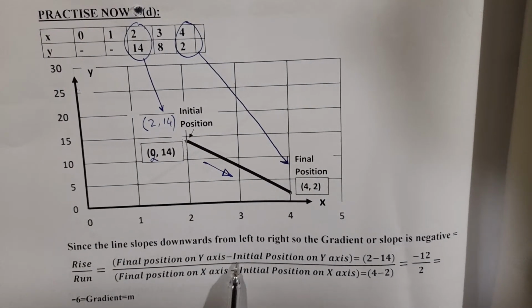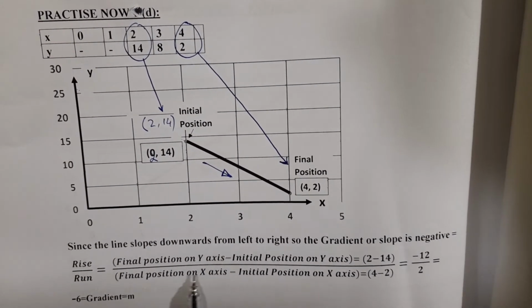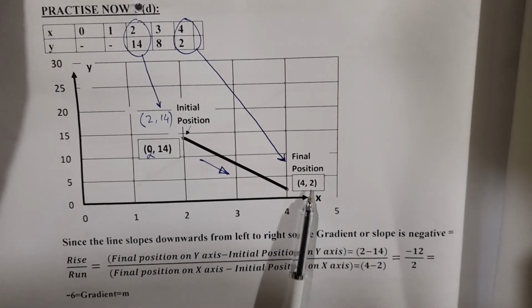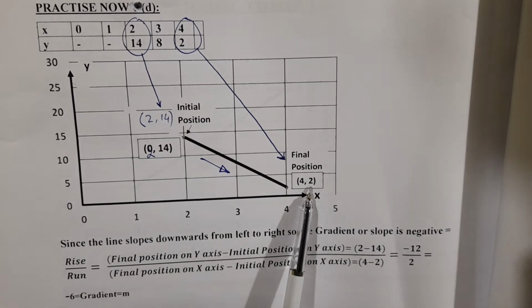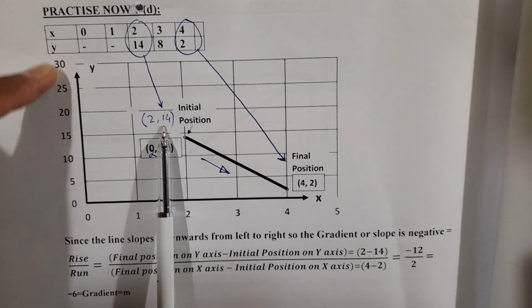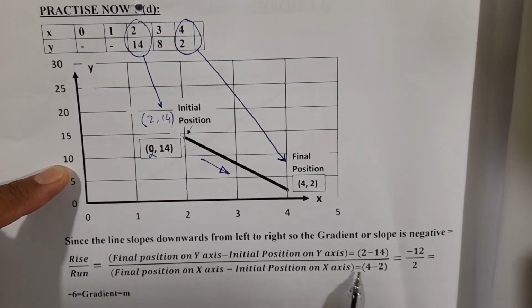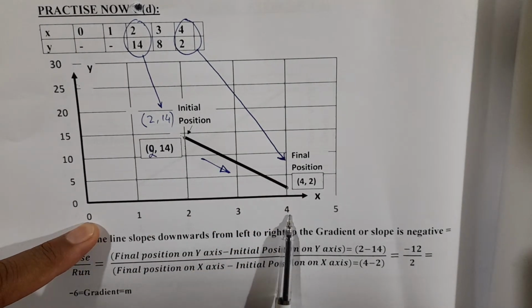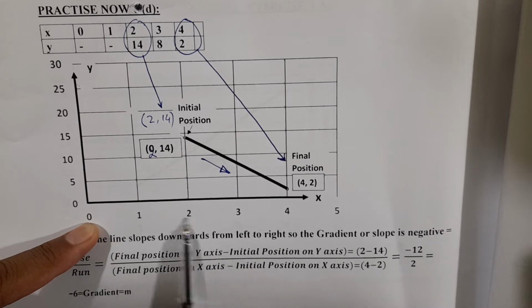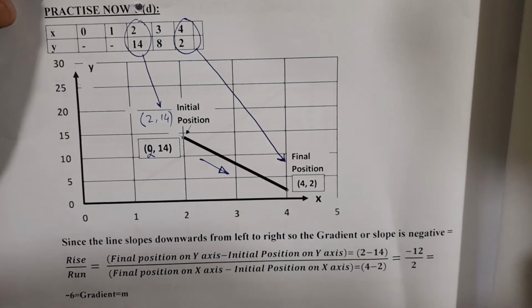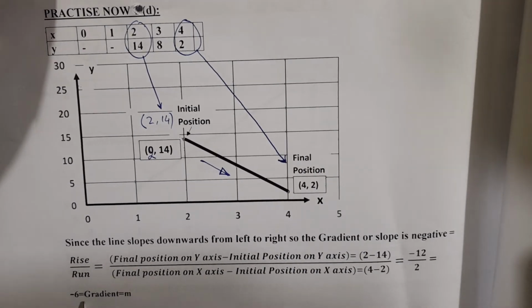So the final position on the y-axis minus the initial position on the y-axis, divided by the final position on the x-axis minus the initial position on the x-axis. So 2 minus 14, that is 2 on the y-axis, the final position, minus 14 on the y-axis, the initial position, divided by 4 minus 2, that is 4 on the x-axis, the final position, and 2 on the x-axis, the initial position. So minus 12 divided by 2 is minus 6. So the gradient, m, is minus 6.